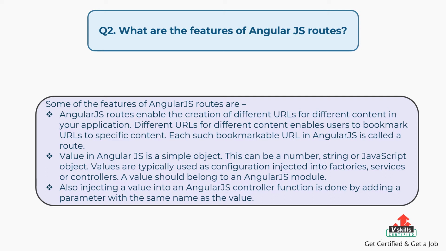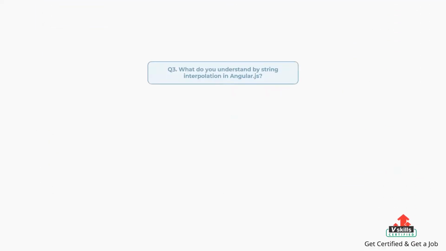Second, a value in AngularJS is a simple object. This can be a number, string or JavaScript object. Values are typically used as configuration injected into factories, services or controllers. A value should belong to an AngularJS module. Also, injecting a value into an AngularJS controller function is done by adding a parameter with the same name as the value.